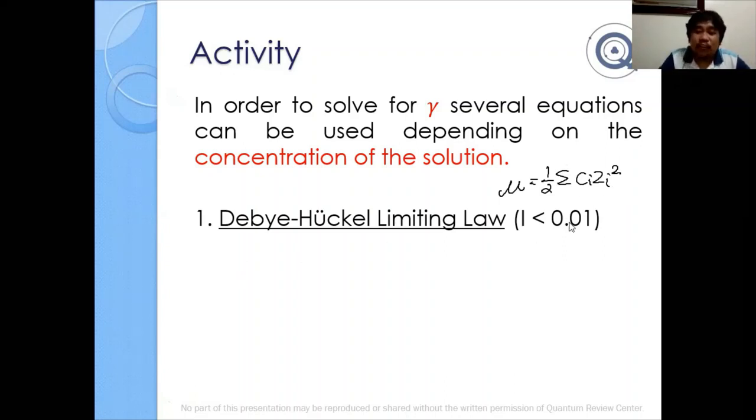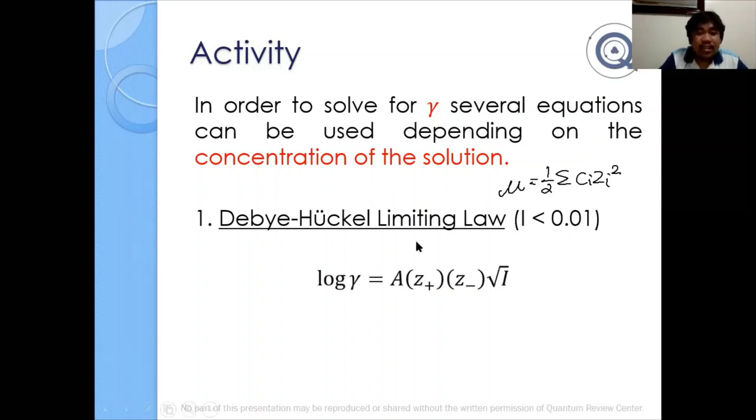And again, for technicality purposes, 0.01 ang value. You will use it if the ionic strength is less than 0.01. But heads up, kahit yung iba, kahit lampas sa 0.01, as long as it is close, mas ginagamit na nila, they also use the Debye-Hückel limiting law. Alright? So, ano ba ang Debye-Hückel limiting law?